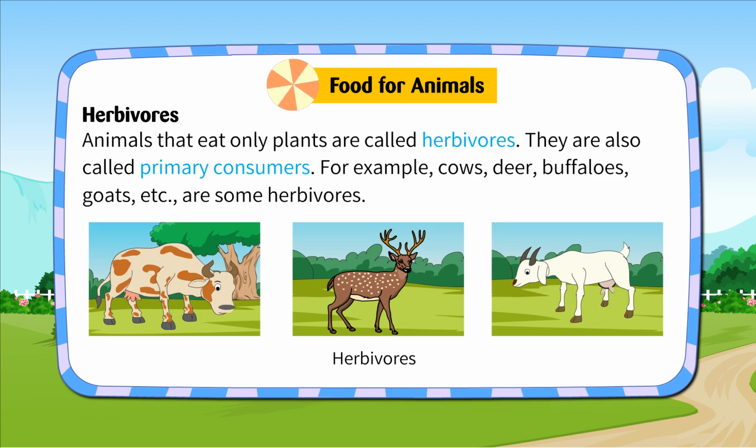Herbivores. Animals that eat only plants are called herbivores. They are also called primary consumers. For example, cows, deer, buffaloes, goats, etc. are some herbivores.